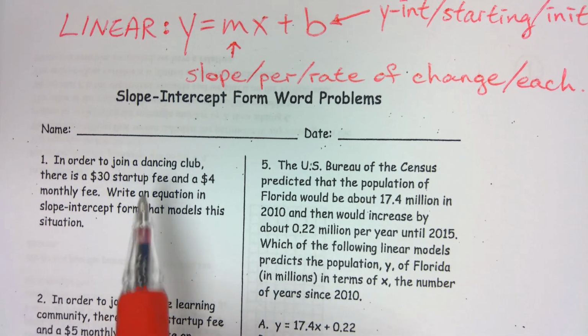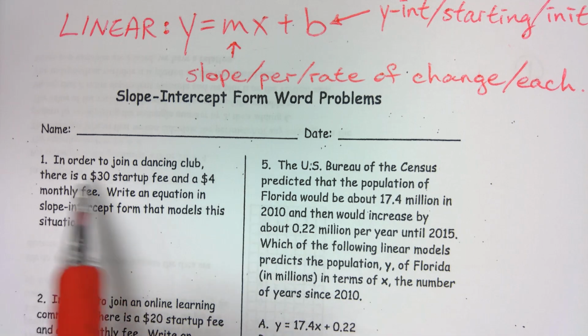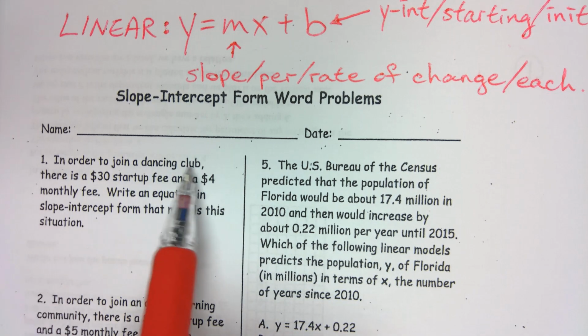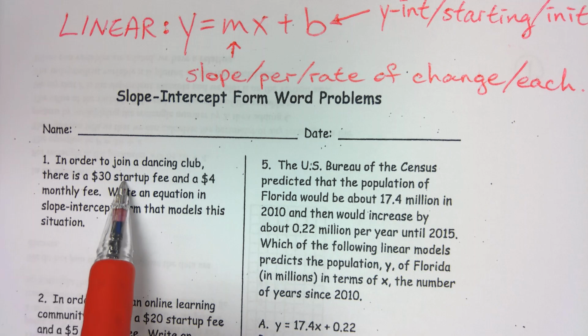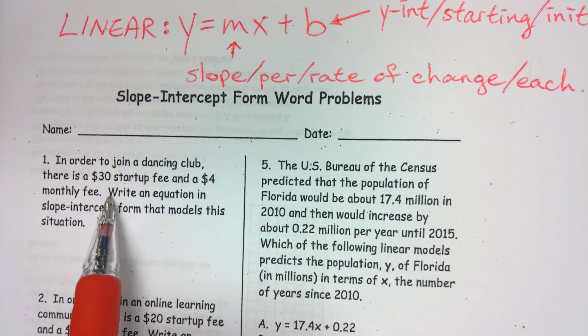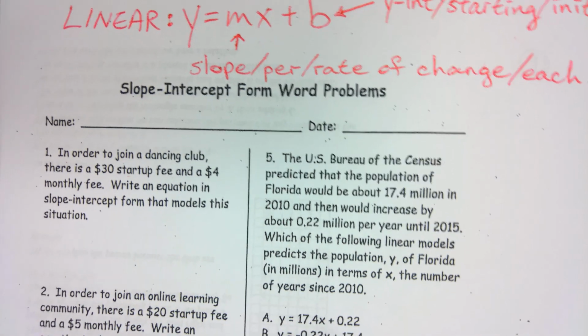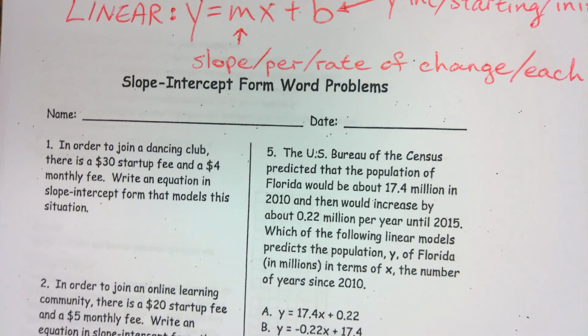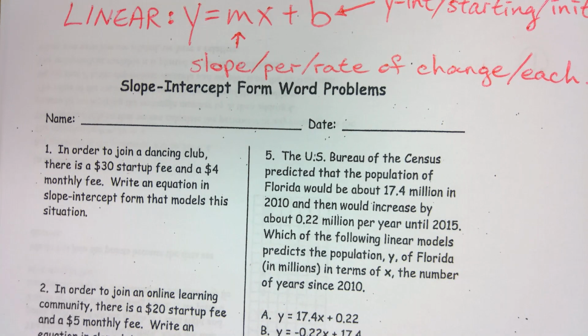So let's try just the first two, and then I'll let you work. In order to join a dancing club, there's a $30 starting fee and a $4 monthly fee. Write the equation in slope-intercept form. And try to use meaningful letters, not just X and Y.